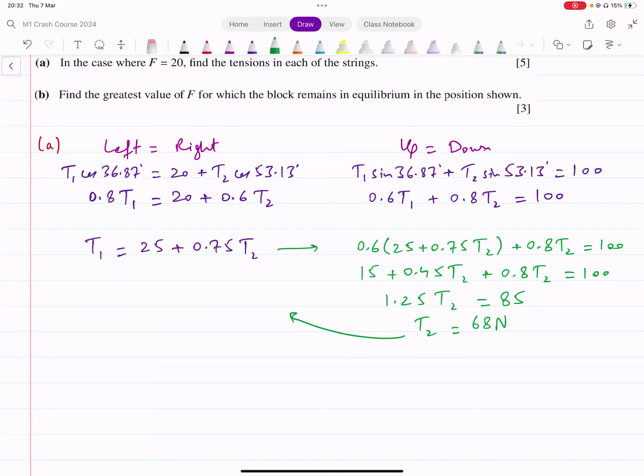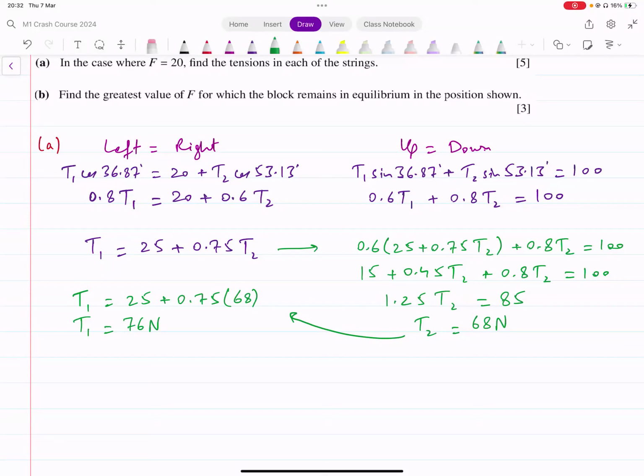What does that give us? T1 equals 25 plus 0.75 into T2, which is 68. And what's that now? 25 plus 0.75 into 68, that's giving me 76 Newton. That's the other tension that we were looking for. So now we have the values of T1 and T2.